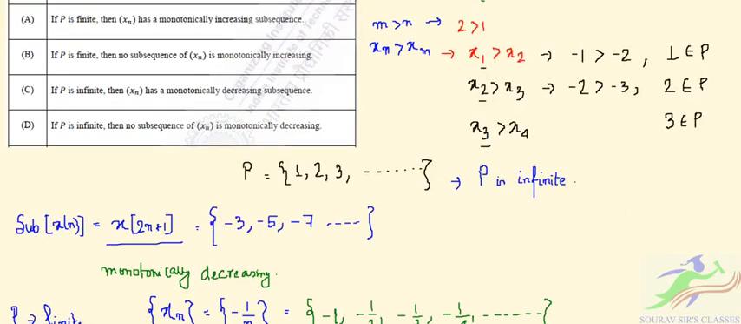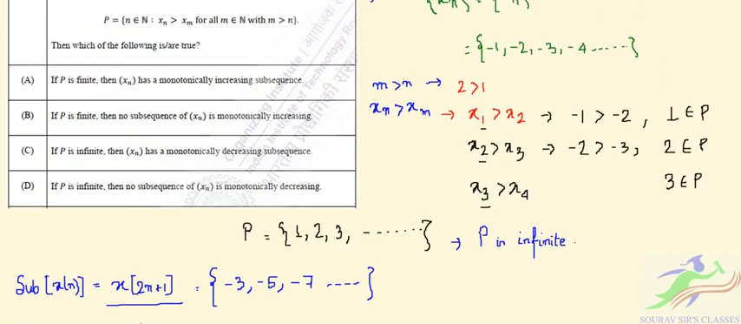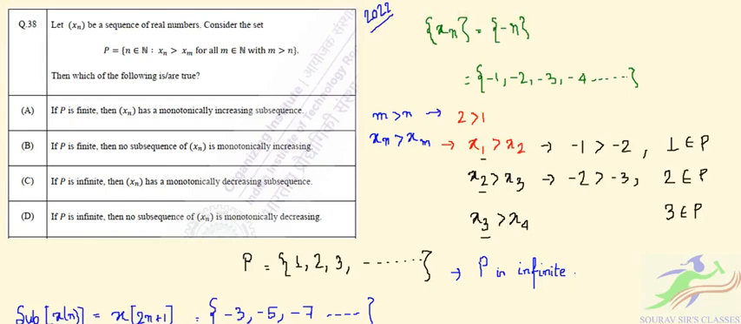Option C. So what will be the correct option? For option A, if P is finite, then xn has a monotonically increasing subsequence. That is one of the correct options for 38. Option A is correct. And if P is infinite, option C, then xn has a monotonically decreasing subsequence. So option C is correct. So for question number 38, options A and C both are the correct options.